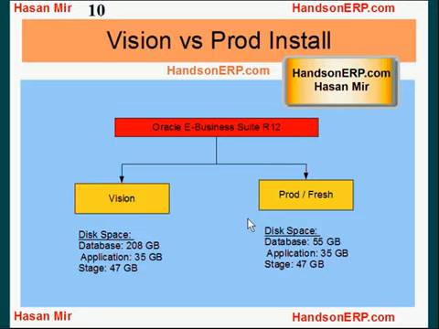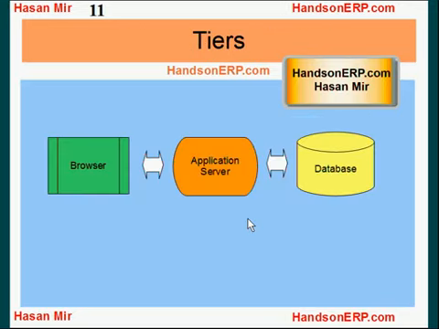Next, I'm going to talk about the tiers. So in production systems, Oracle is usually installed on a 3-tier environment. So you have one machine dedicated for the database. This is called the database server. It has data and services necessary to maintain data. And then we have an application server. It has all the other services necessary for the application to run.